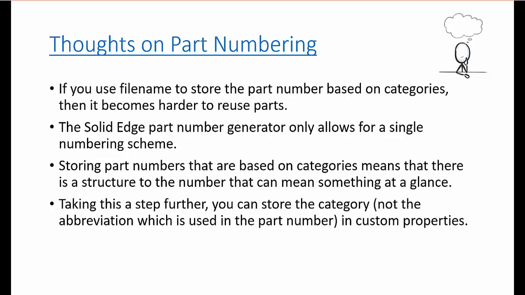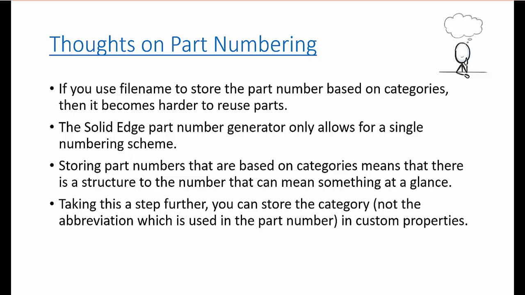So thinking through on that, if you use file name as the part number, that can come into a bit of a problem. If you want to use that in a number of other different assemblies rather than having to redesign it, you will end up having something that is not in the normal sequence and hard to then generate and understand where it's going, what it's used for. So Solid Edge has a part number generator, which only allows for a single numbering scheme. So that is rather limited.